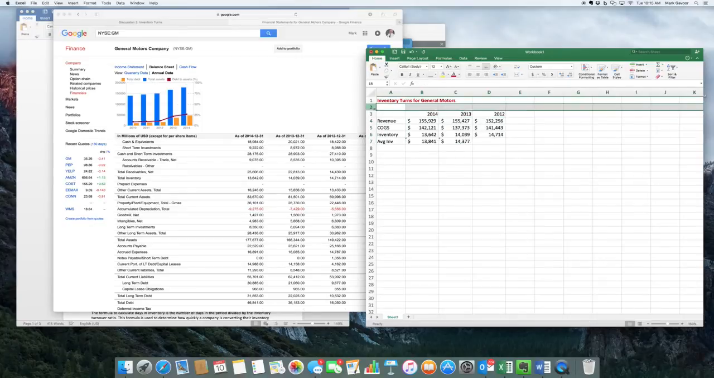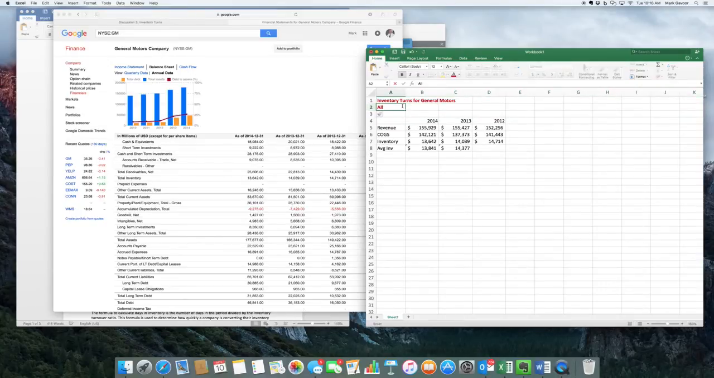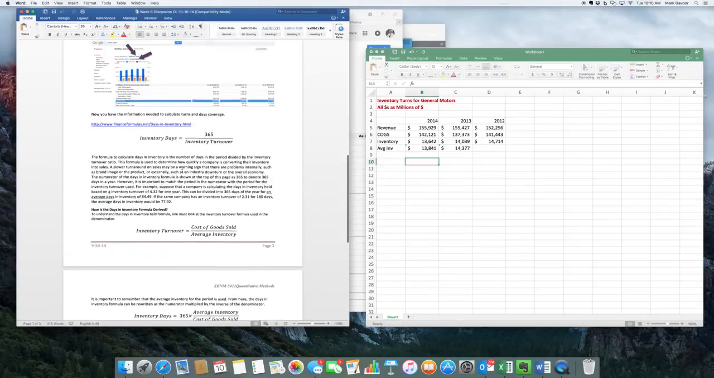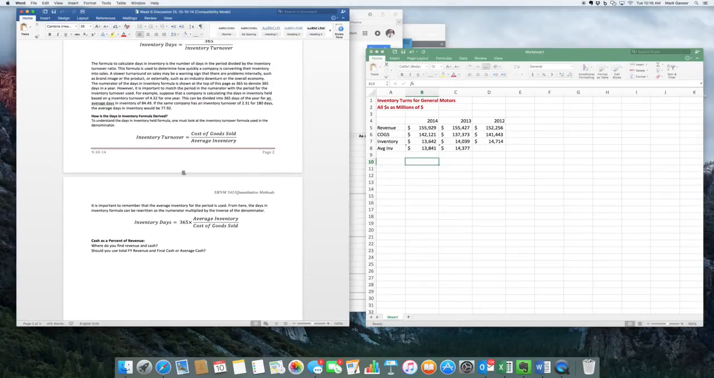And let's insert a line here. All dollars as millions of dollars. So that we're doing millions of dollars. So I want to calculate my inventory turns. I don't need that sheet right now. And if I look at this, inventory turnover is cost of goods sold divided by average inventory.